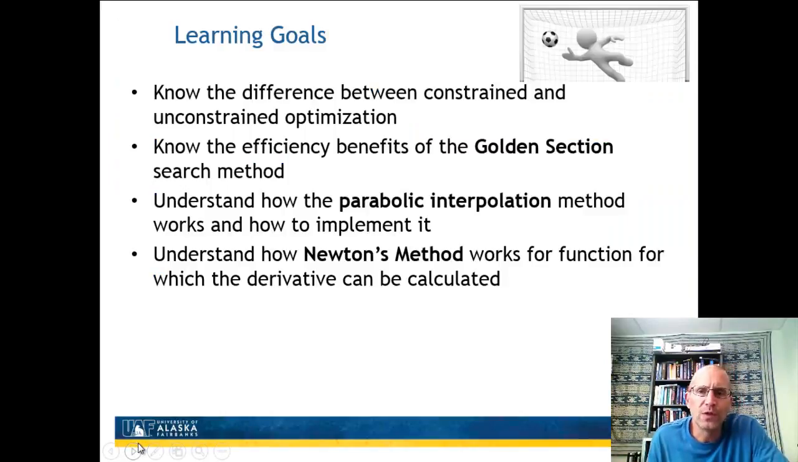So here are the learning goals. At the end of this video, you'll know the difference between constrained and unconstrained optimization. You'll know the efficiency benefits of the golden section search method. You'll understand how the parabolic interpolation method works and how to implement it. And you'll understand how Newton's method works for functions for which the derivatives can be calculated.